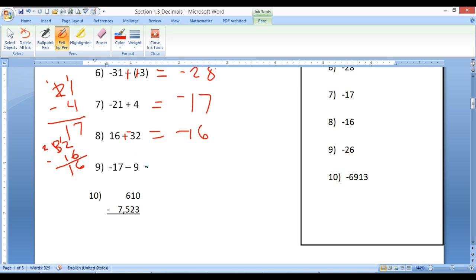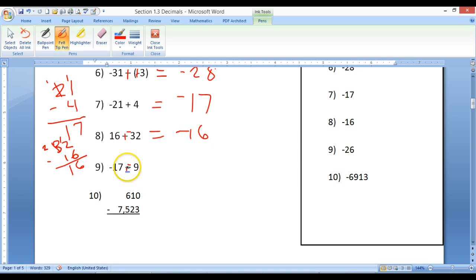Okay, let's move to number 9. I have negative 17 minus 9. Again, I want to add the opposite. Add, don't touch the 17. Remember, we're moving from left to right. Add the opposite. It even goes in accordance to what I'm saying, adding the opposite. So adding comes first, then the opposite from left to right.